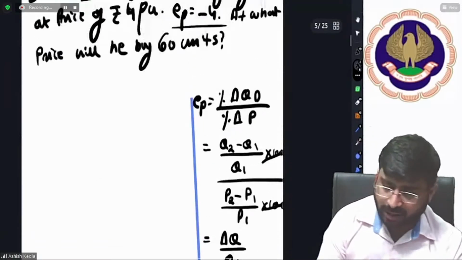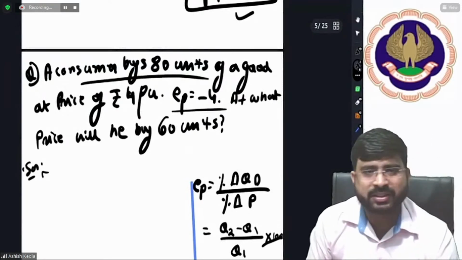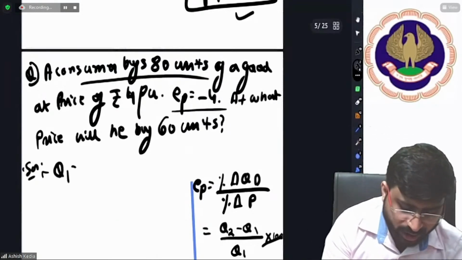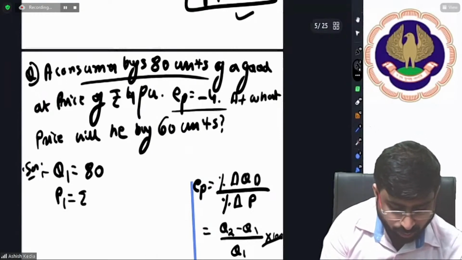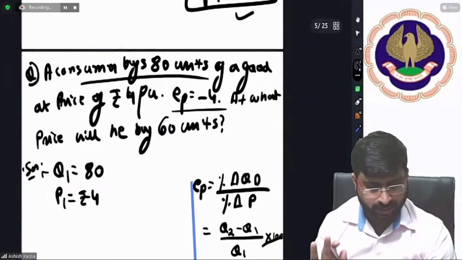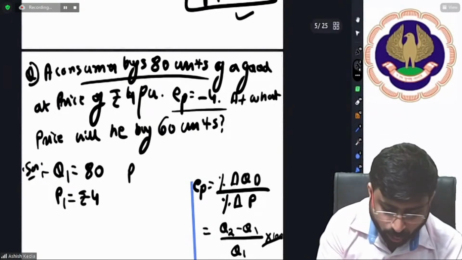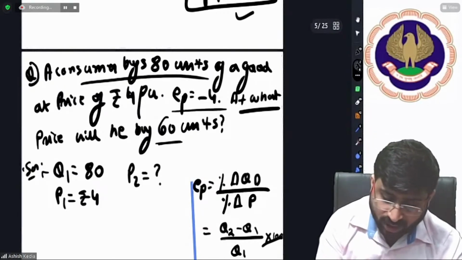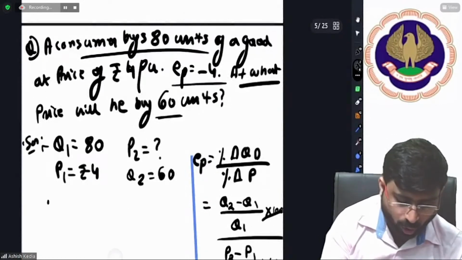So now I will help you out. Solution: at what price will he buy 60 units? Pay attention. Original quantity was 80 units. Original price was 4 rupees. What is the new price? We don't know. P2 is not known because we have to find it out. But what is the new quantity? We know, 60 units. So what is the change in quantity?